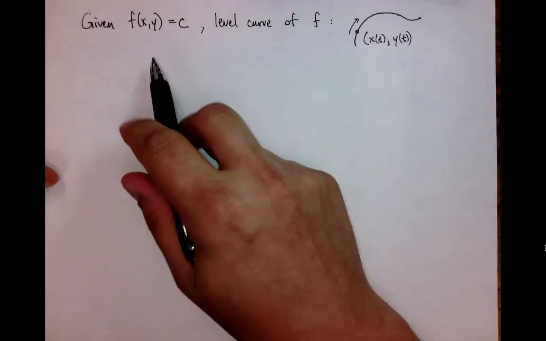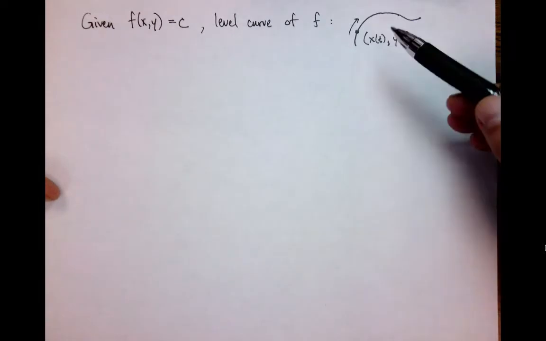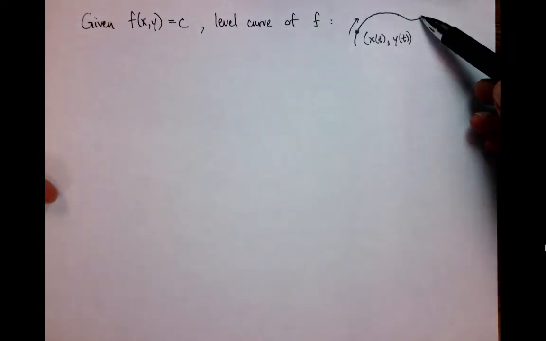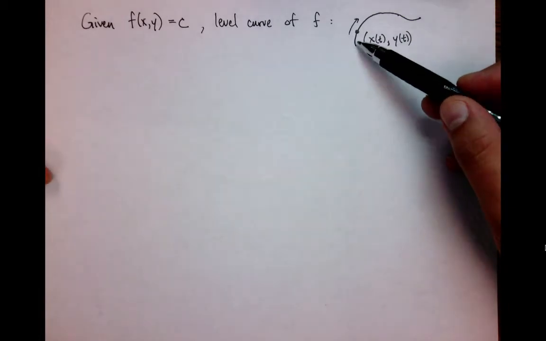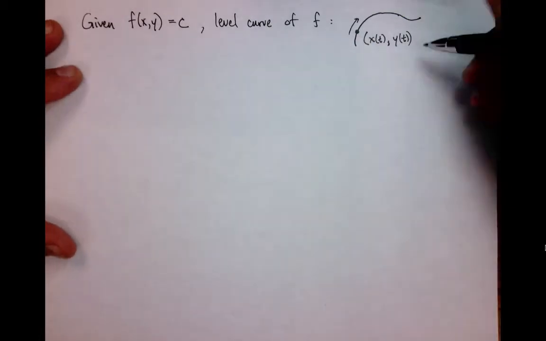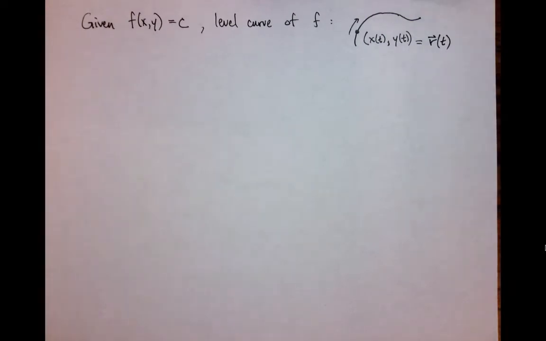Say we're given the equation f of x, y equals c. That's an equation of a level curve of f. C is a constant, so we get some level curve. Now, let's suppose we could parameterize that curve. So we could write it in terms of x of t, y of t, or just the position vector r of t along the curve.